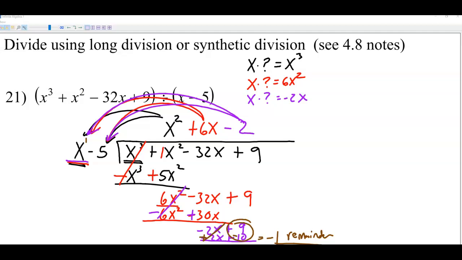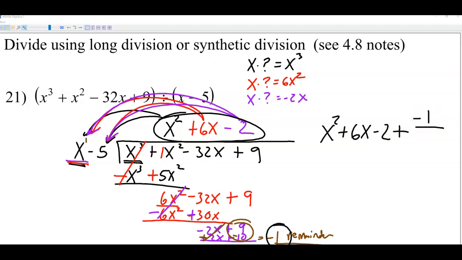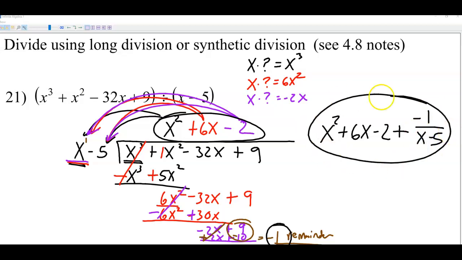So here's how you write your answer with these. The thing on top is your answer from division. And then this thing down here is your remainder. And you put your remainder over the thing you were dividing by, which is x minus 5. And that's long division.